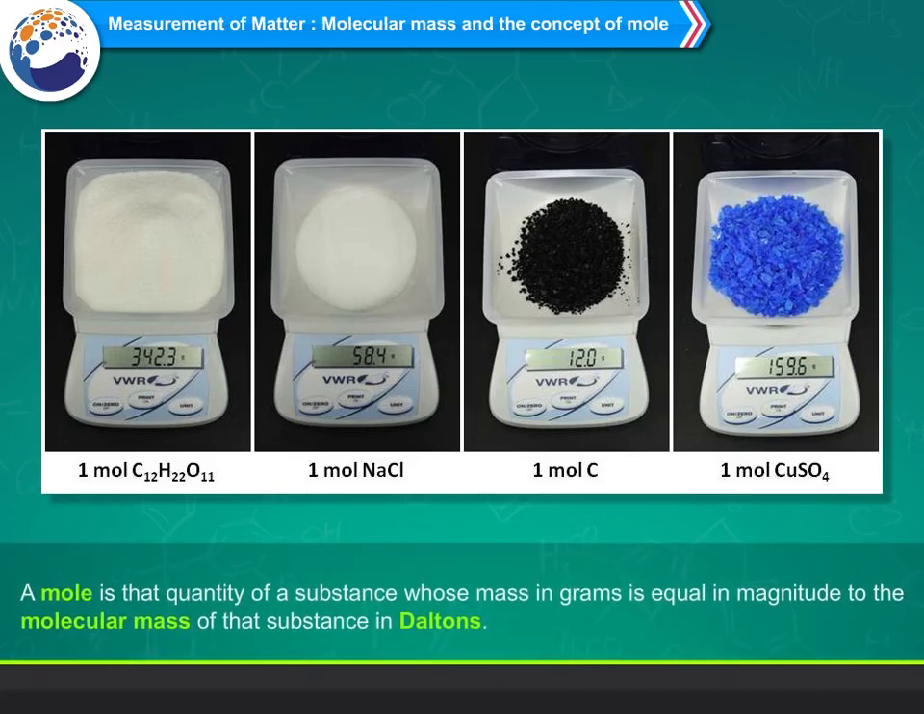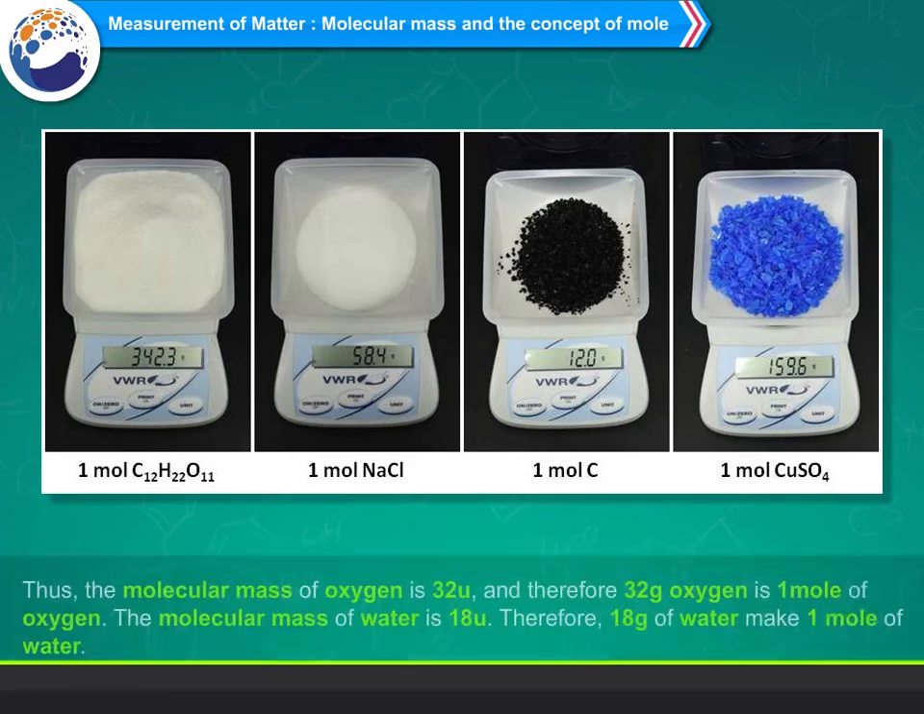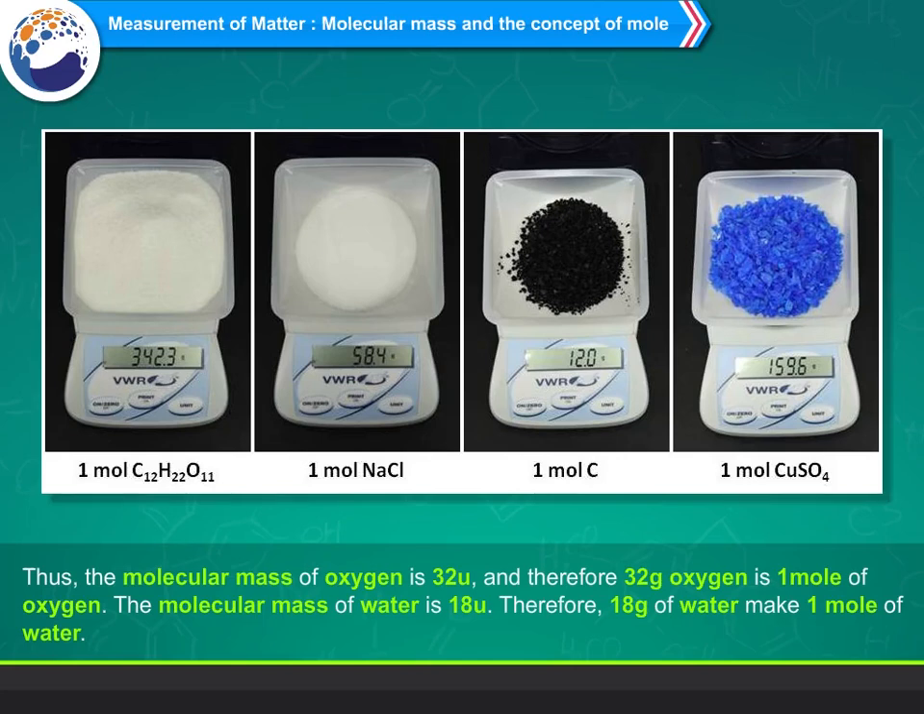A mole is that quantity of a substance whose mass in grams is equal in magnitude to the molecular mass of that substance in daltons. Thus, the molecular mass of oxygen is 32 dalton, and therefore 32 gram oxygen is 1 mole of oxygen. The molecular mass of water is 18 dalton, therefore 18 gram of water make 1 mole of water.